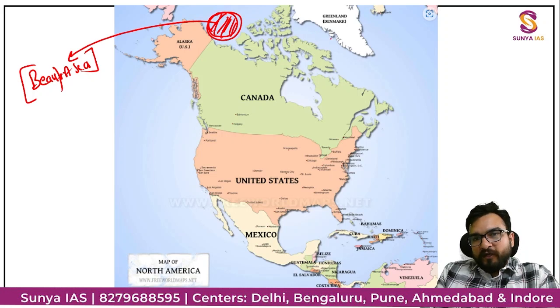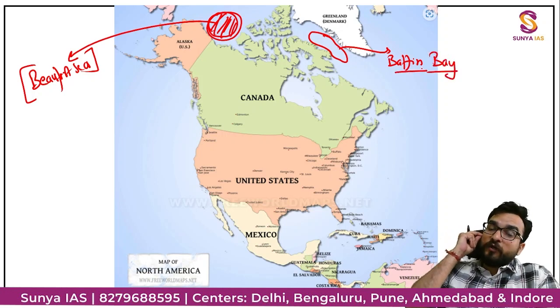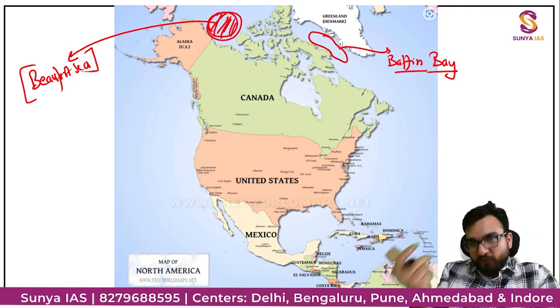Then you have to remember about this place. What is the name of this particular water body? Over here you are seeing Baffin Island. So this is basically your Baffin Bay. Acha, I hope you are clear with this particular word. What is bay? What is gulf? What is bight? If not, I'll be telling you.